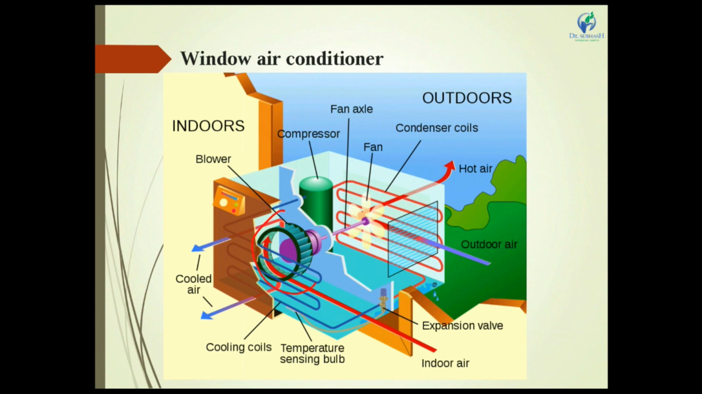And the inside fan or blower works to absorb the heat from the room. The function of this blower is to absorb the heat from the enclosed room space where the chilled refrigerant passes through the evaporator. This is the window air conditioning system.